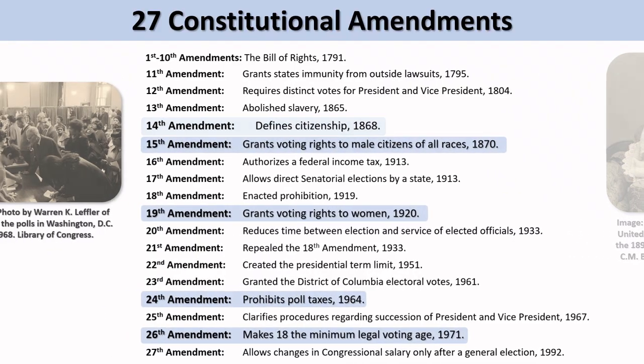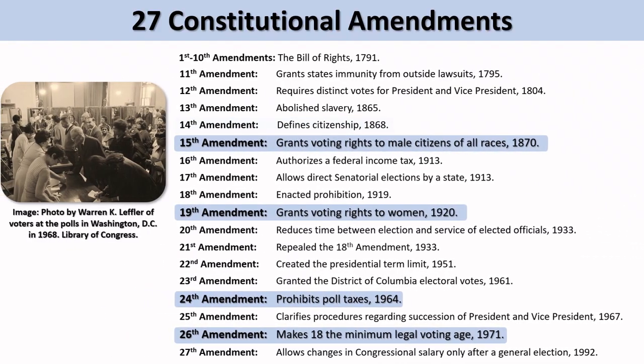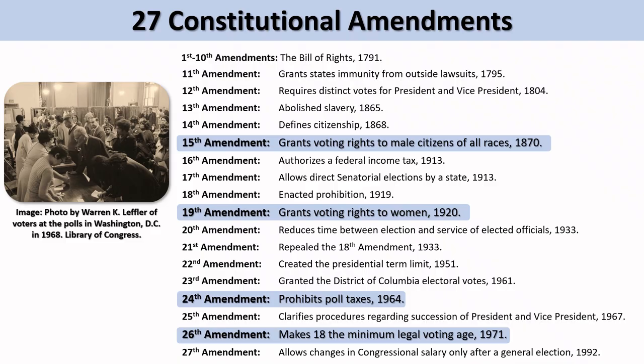Some constitutional amendments have to do with voting rights. Throughout the 1800s and the 1900s, people in the United States campaigned, protested, and petitioned Congress and state legislatures to add amendments to the Constitution to allow for more Americans to vote for government officials such as president, vice president, senators, and House representatives.